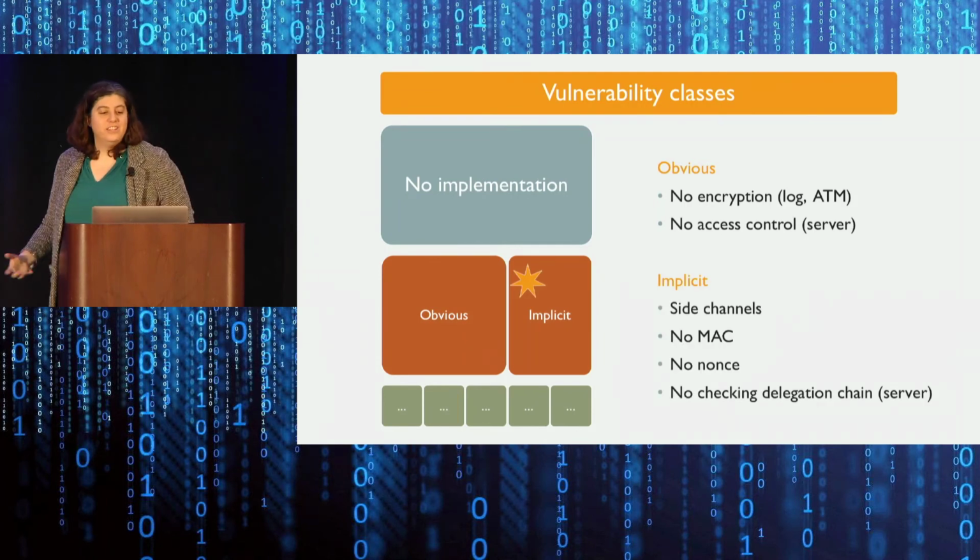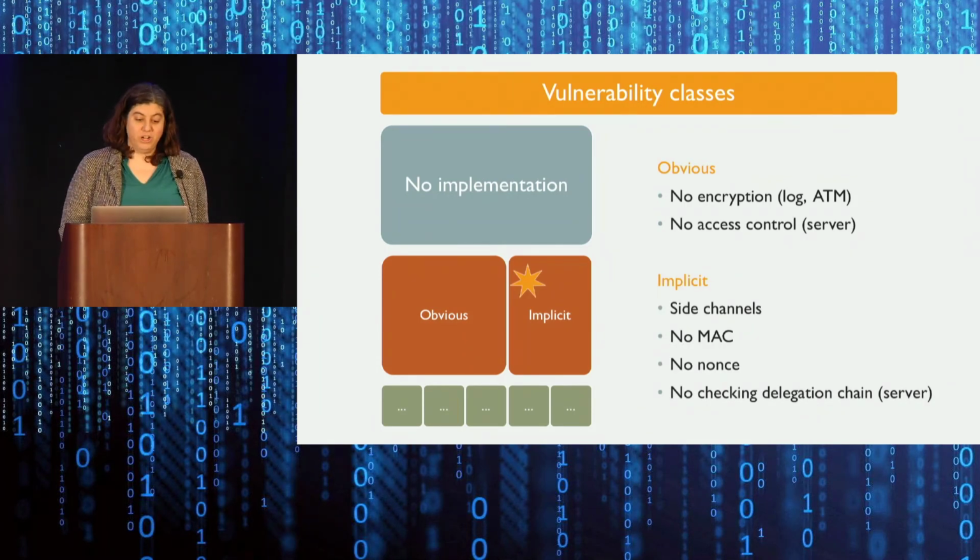On the other hand, the implicit ones, which were more common in this class, we saw a bunch of things like side channels in terms of the length of the messages in the ATM problem, people not having any kind of MAC or authentication code, not having nonces. In the access control problem, not checking the entire chain of delegation. So if B delegated it to C, then we're just going to allow C to access it without checking whether B had permission to access it in the first place. So kind of missing some of those points there.